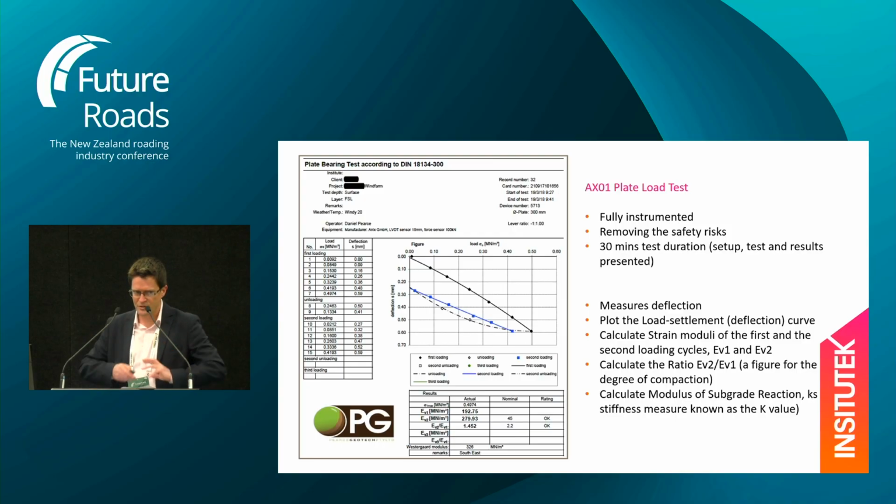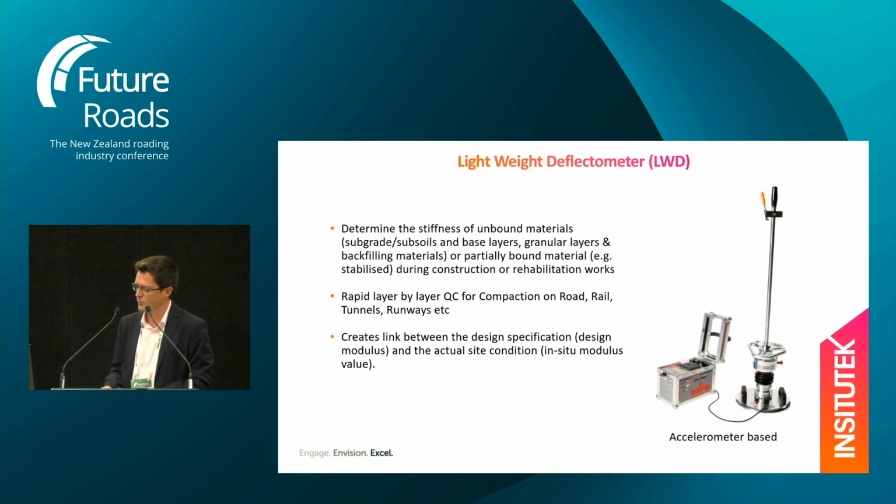Now, it's a great test, regarded as a gold standard, but we need a counterweight, and relatively speaking, it's slow. Even with the best tech, you're talking between 20 and 30 minutes per test. So what the Germans did in their wisdom was they went, we've got this really quite defined, much smaller range of capability of a plate load test. We would love to take that capability, but make it a lot faster. And so they came up with a tool called the lightweight deflectometer.